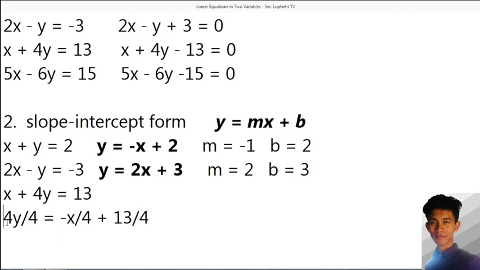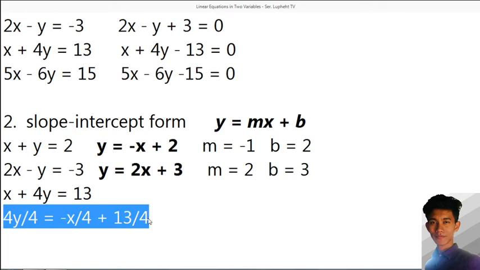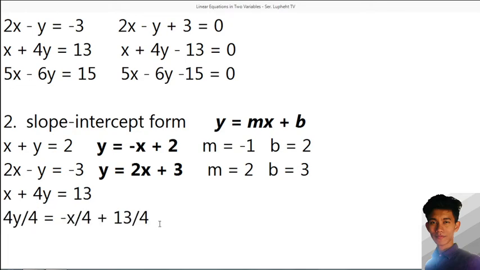Now, after simplifying this, makikita natin na yung answer natin ngayon ay magiging ganito na. So, mawawala yung 4 sa numerator at sa denominator. So, magiging y na lang. And then, so we will find out itong negative x over 4. So, hayaan lang muna natin yan. Now, yung 13 over 4, we don't have to express this in decimal. Okay? So, okay na po yan.